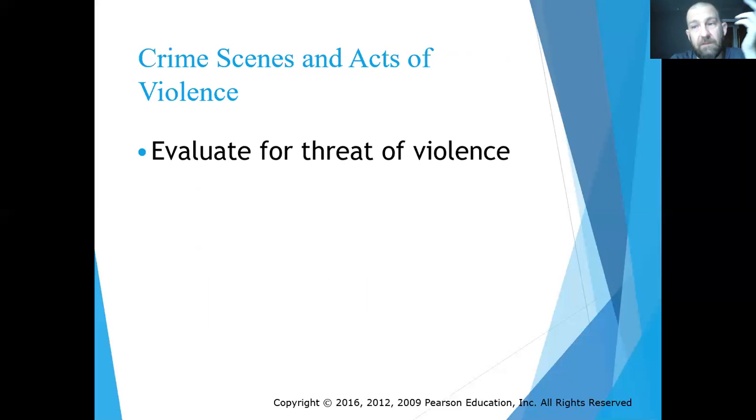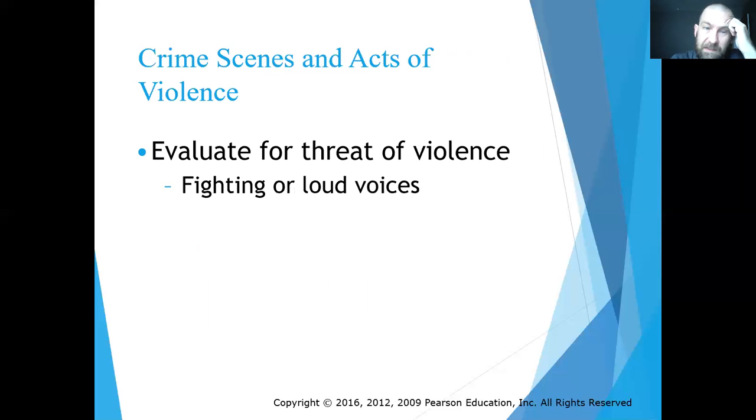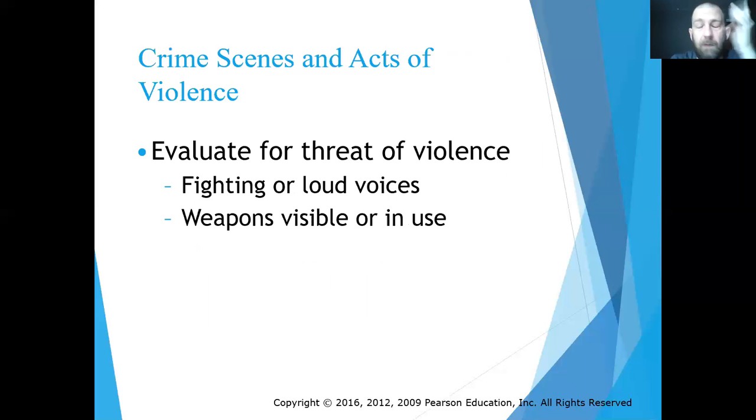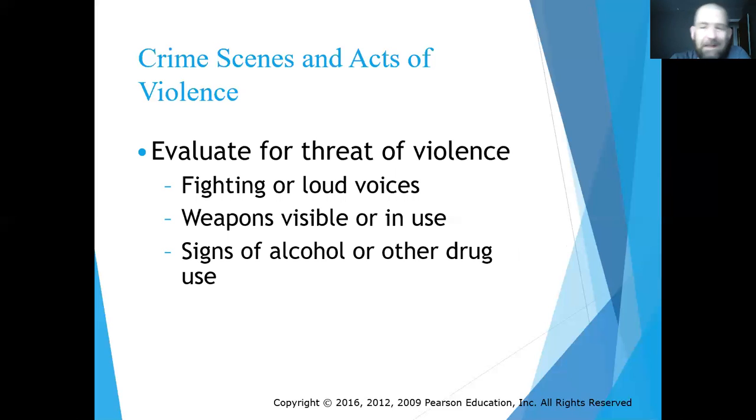Crime scenes and acts of violence. We can definitely go to places where violence has occurred or where it's still currently happening. So we have to keep an eye out for threats of violence. When we get there, are we hearing fighting? Are we hearing loud noises? Do we see weapons that are visible or in use? Or somebody carrying guns? Do they have knives? Baseball bats, crowbars, whatever it might be? Do we see any weapons? Any alcohol or drug use there?